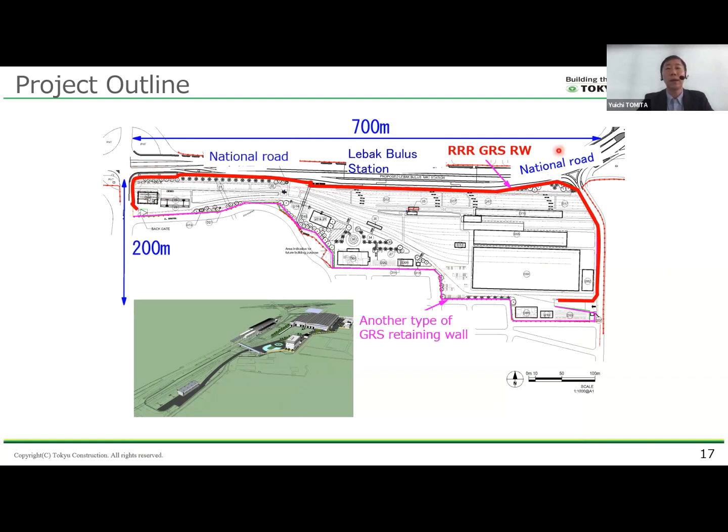Around the perimeter, retaining walls with heights from 1 to 5 meters were constructed. These walls form the boundary between the depot, the national road, and the city road. The 3RGRS retaining wall was adopted as the outer retaining wall, shown by a thick red line in this figure here. It was constructed over a 510-meter section, about 30% of the total perimeter, where the wall height exceeds 2 meters and the structure is close to the track.